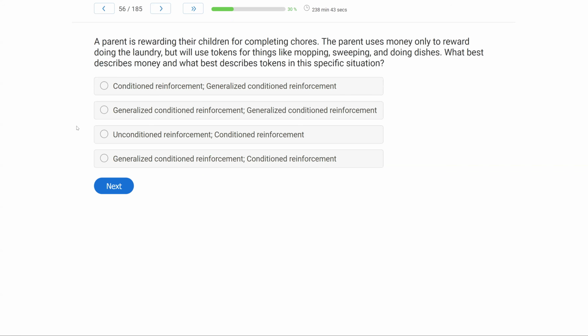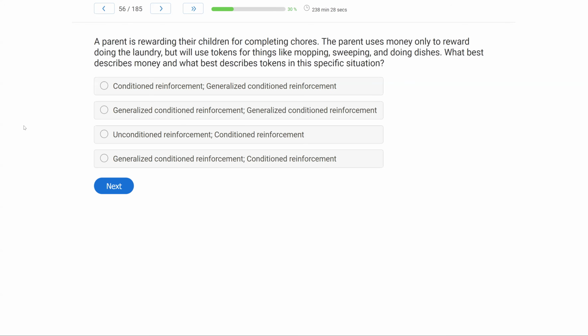A parent is rewarding their children for completing chores. The parent uses money only to reward doing the laundry, but will use tokens for things like mopping, sweeping, and doing dishes. What best describes money and what best describes tokens in this specific situation?